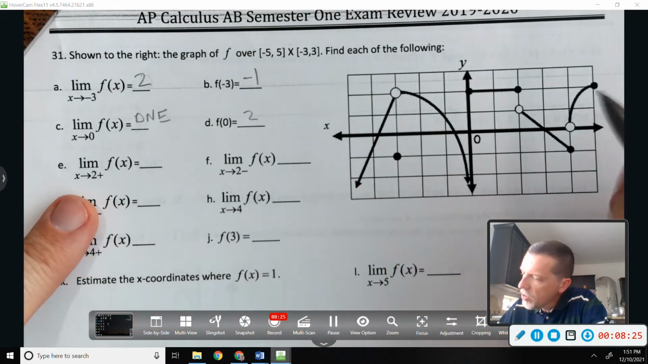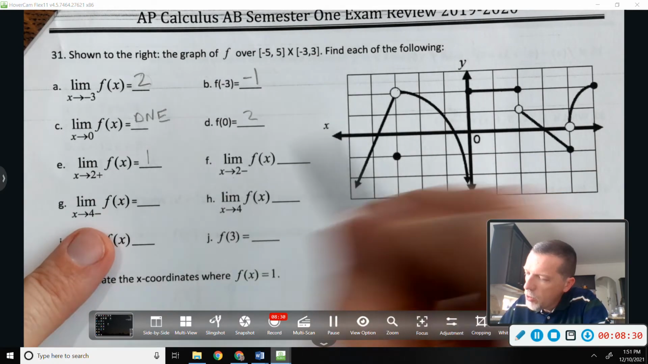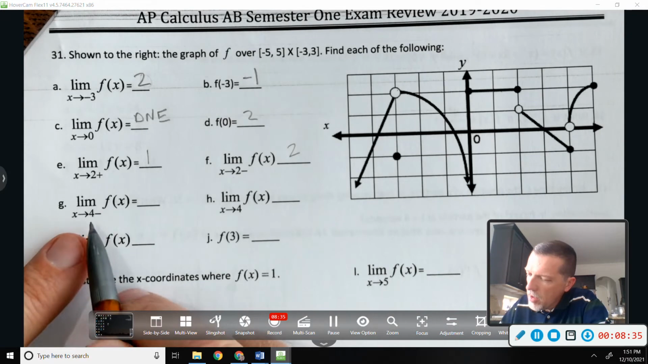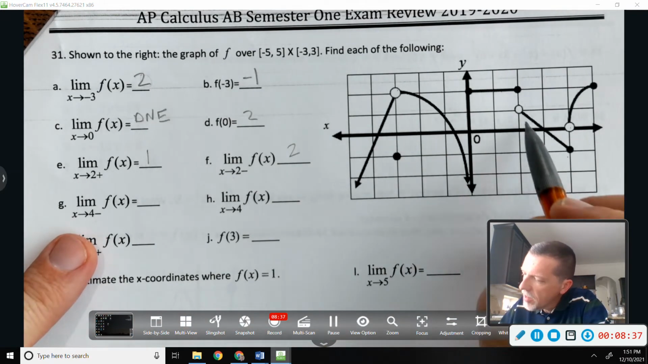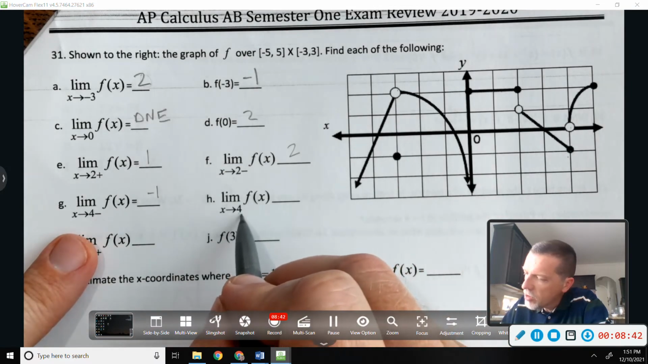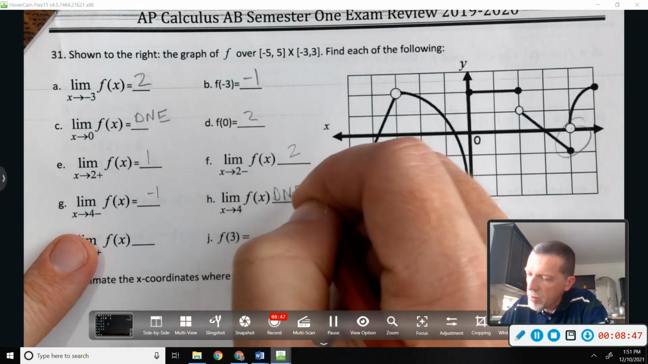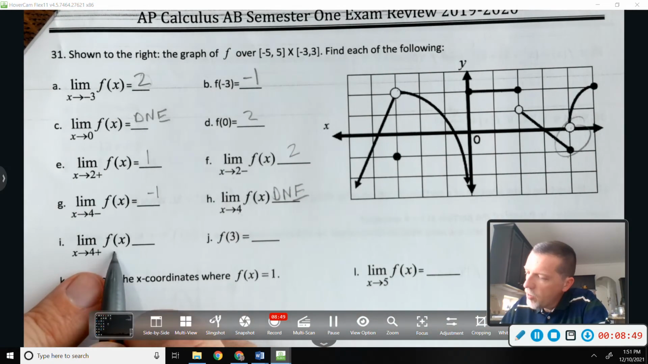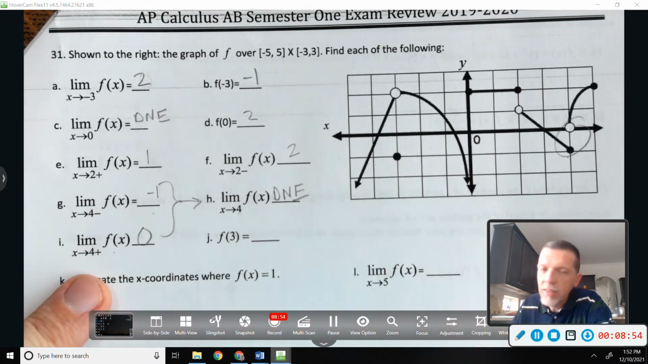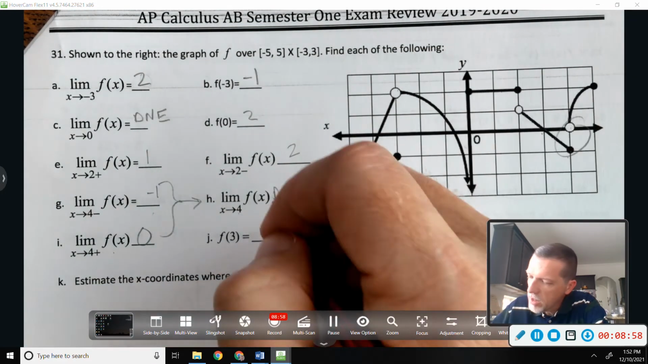Limit as x approaches 2 from the right would be 1. 2 from the left would be 2. 4 from the left would be negative 1. 4 from the, no, just 4 overall. Well, there's a difference there, so that's a D and E limit there. 4 from the right would be 0. I guess those two things put together is why it's D and E, because it's different left and right. And then f of 3 is 0.